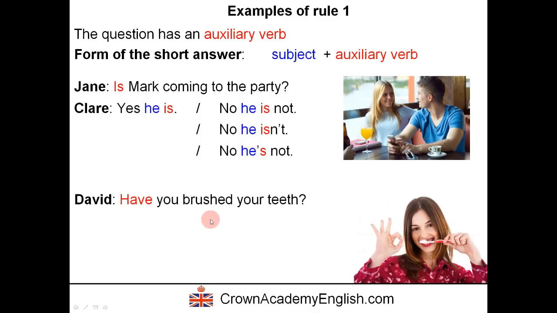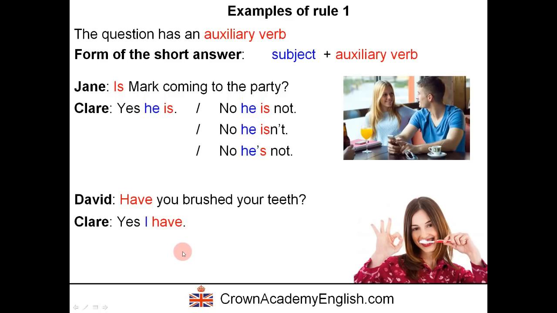So let's look at the short answers. If the answer is yes, we say, yes, I have. And it's always in the full, complete form. We never use the contracted form when the answer is yes. Okay? Yes, I have. Subject, auxiliary verb.